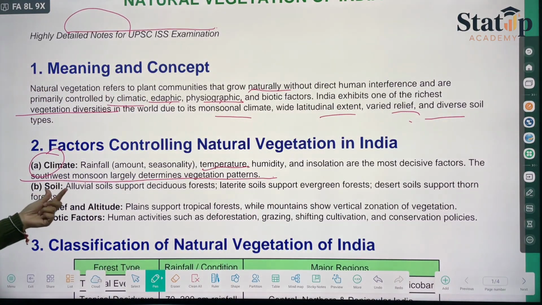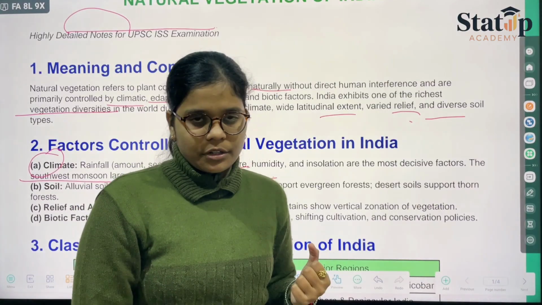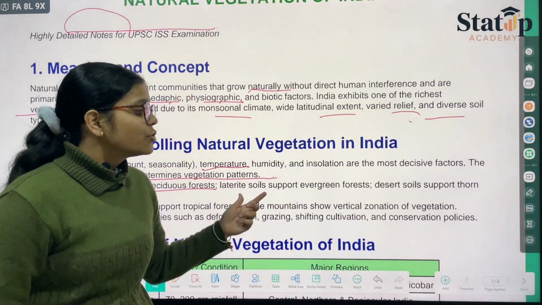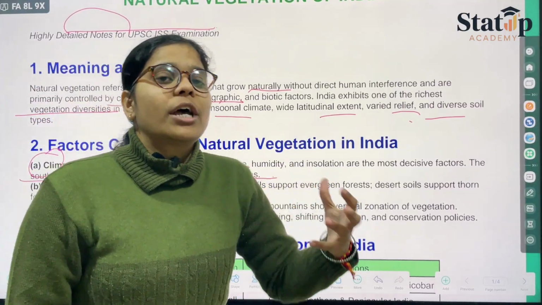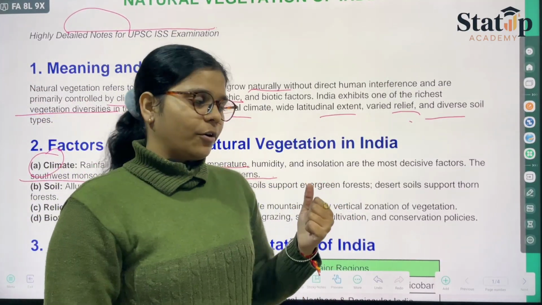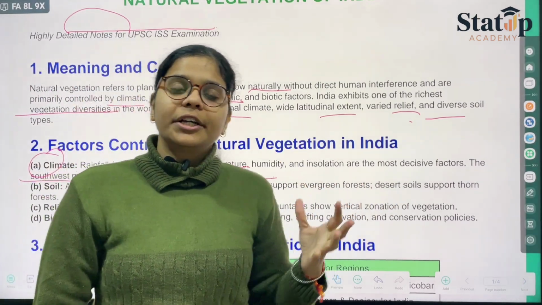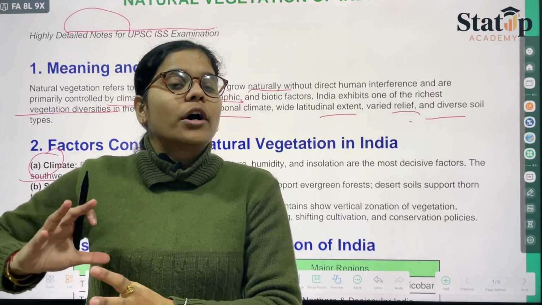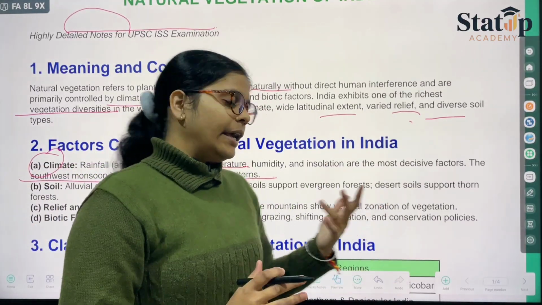Then we have the type of soil, like black soil is going to be supporting the cotton. Alluvial soil is basically found in deciduous forests. Laterite soil, again evergreen. So which type of soil supports which type of climate is also very important. Respectively, I have mentioned in this PDF what type of soil will basically affect the quality or the type of forest cover that will be found in that particular area.